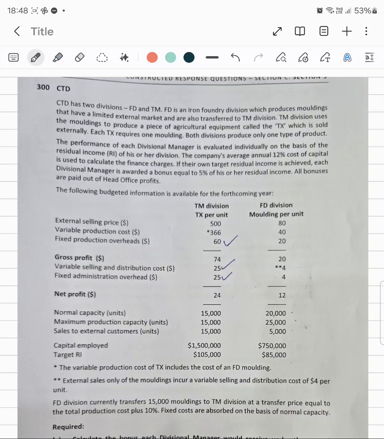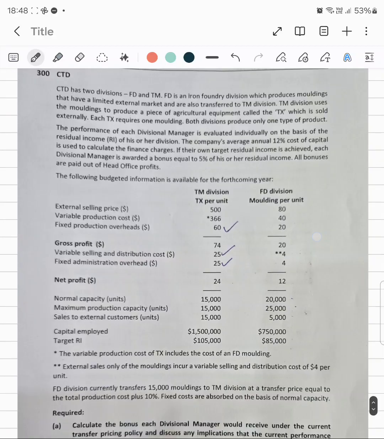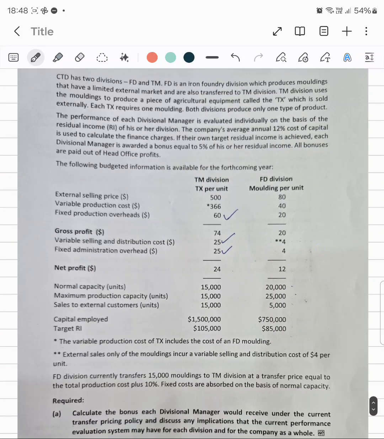CTD has two divisions, FD and TM. FD is an iron foundry division which produces moldings that have a limited external market and are also transferred to TM division. TM uses the moldings to produce a piece of agricultural equipment called TX, which is sold externally. Each TX requires one molding. Both divisions produce only one type of product.